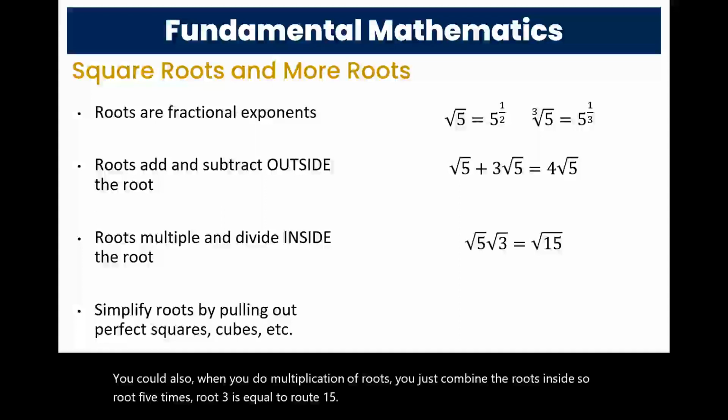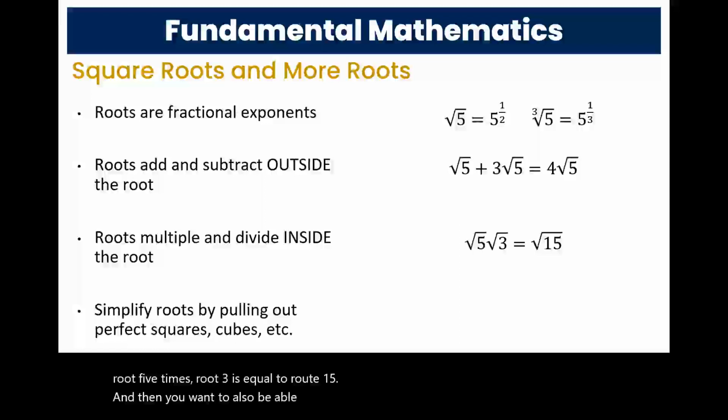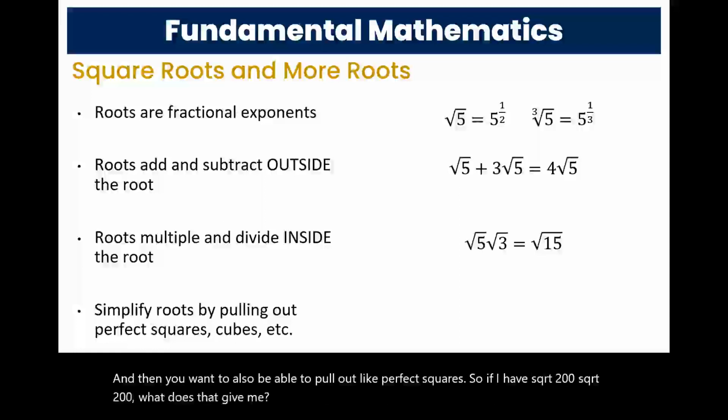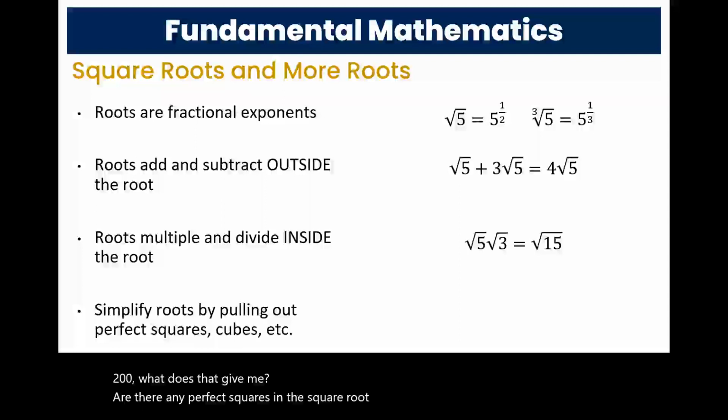And then you also want to be able to pull out perfect squares. So if I have the square root of 200, what does that give me? Are there any perfect squares in the square root of 200?